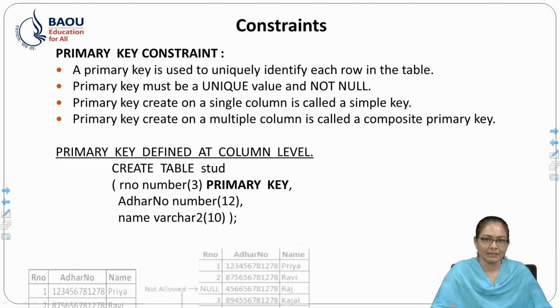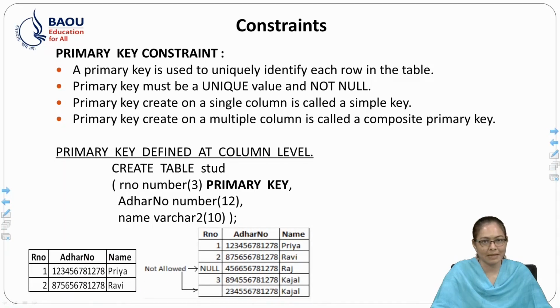See, in the figure, roll number is a primary key. It contains a unique value and it cannot be null or blank, otherwise an error will be generated. Here, this is not allowed. Null value is not allowed. This is the correct table and this one is not correct if roll number is a primary key.